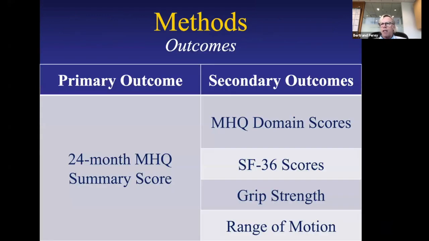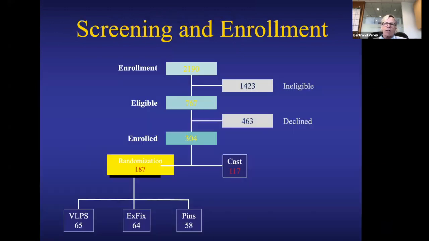We looked at Michigan Hand Questionnaire scores. We also looked at grip strength, range of motion, SF-36. These are the numbers. We ultimately randomized 187. And the patients that didn't want to have surgery, we had them in an observation group to compare, and those are the cast mobilization, 117. And you can see below the division between the 3 various groups.